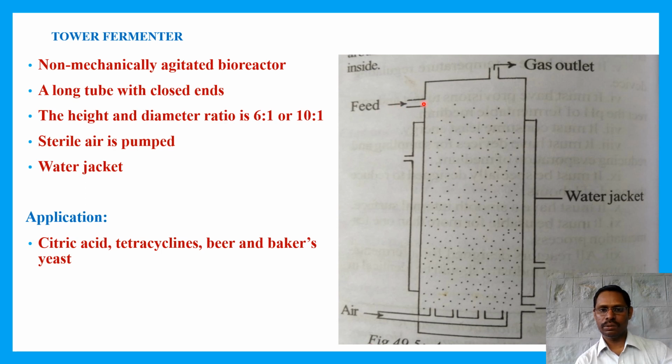Here there is an inoculum. Here the feed medium can be pumped into the fermenter, and some temperature may rise during the fermentation process. Hence the water jacket is present surrounding the fermenter vessel. So this fermenter is used for the production of citric acid, antibiotics such as tetracycline, beer and baker's yeast.